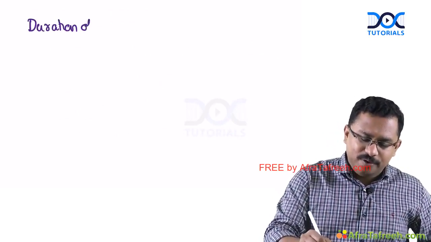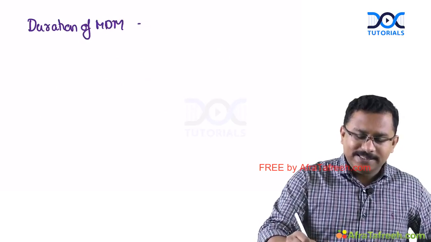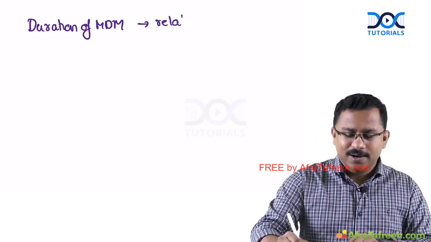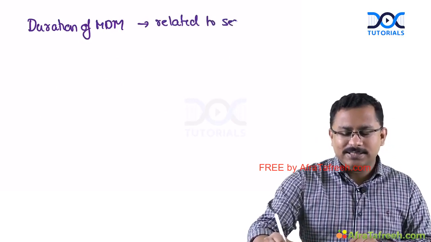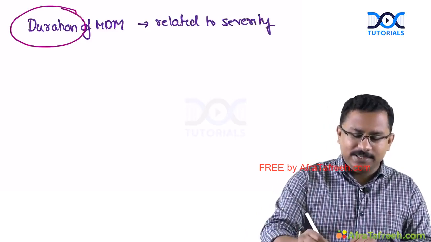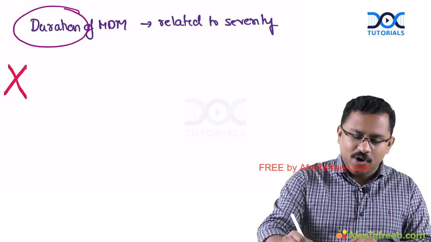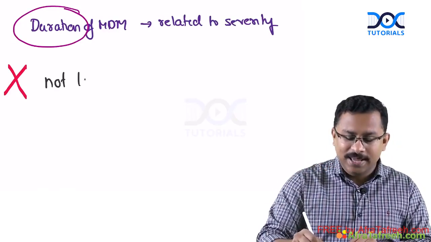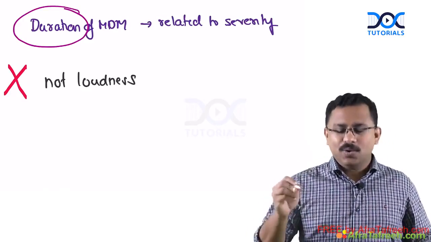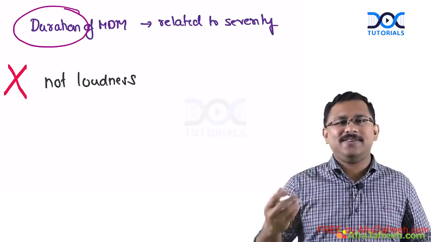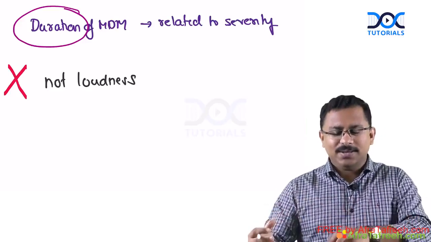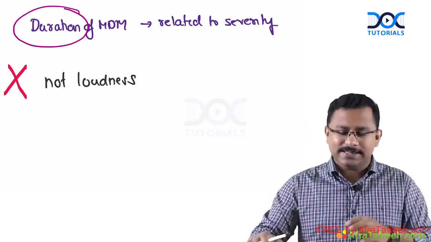is actually related to the severity of MS. Duration is related to severity in MS. But remember, I said duration, it is not the loudness of MDM. The duration of the mid-diastolic murmur is related to the severity of MS, which is again very important to know. So longer duration is indicative of a more severe disease.